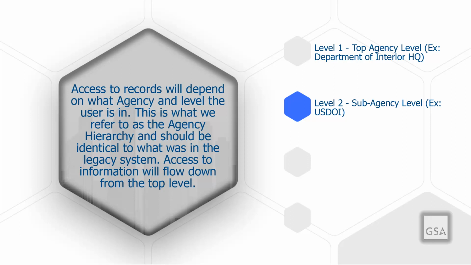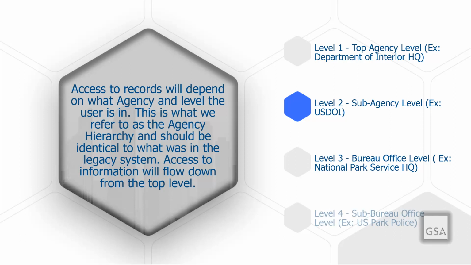Level 2 would be sub-agency level, for example, US DOI. Level 3 would be Bureau Office level, for example, National Park Service HQ. Level 4 would be Sub-Bureau Office level, for example, U.S. Park Police.